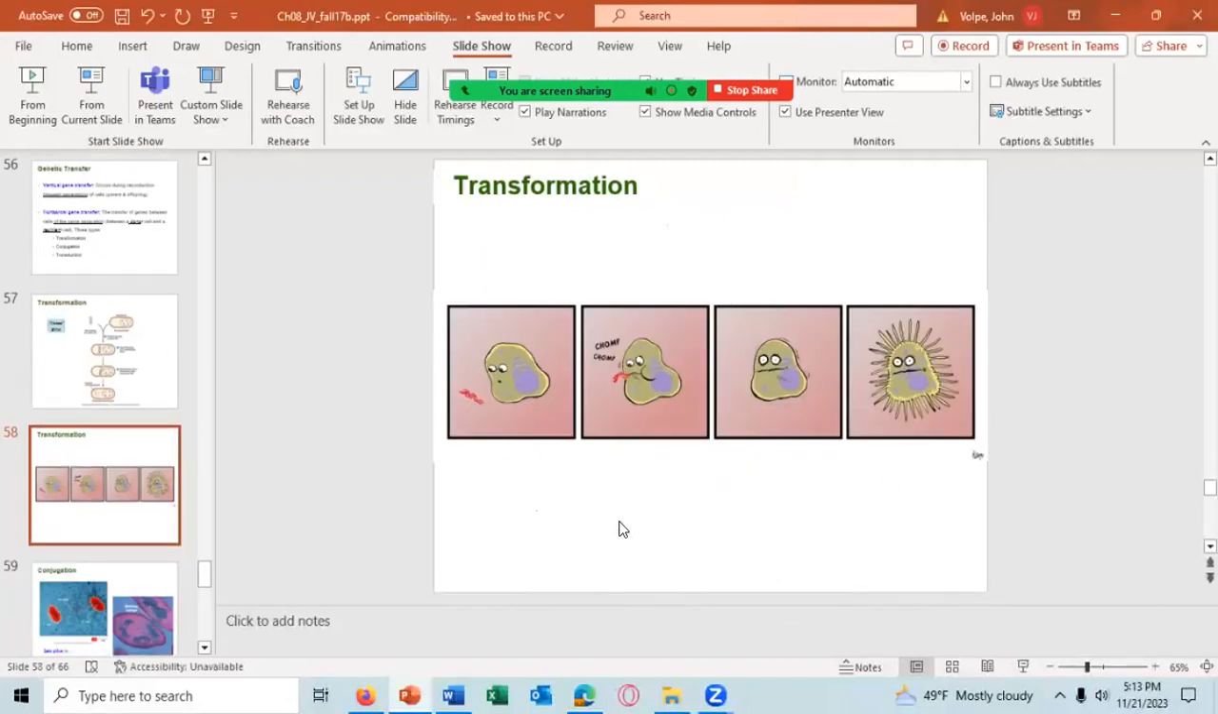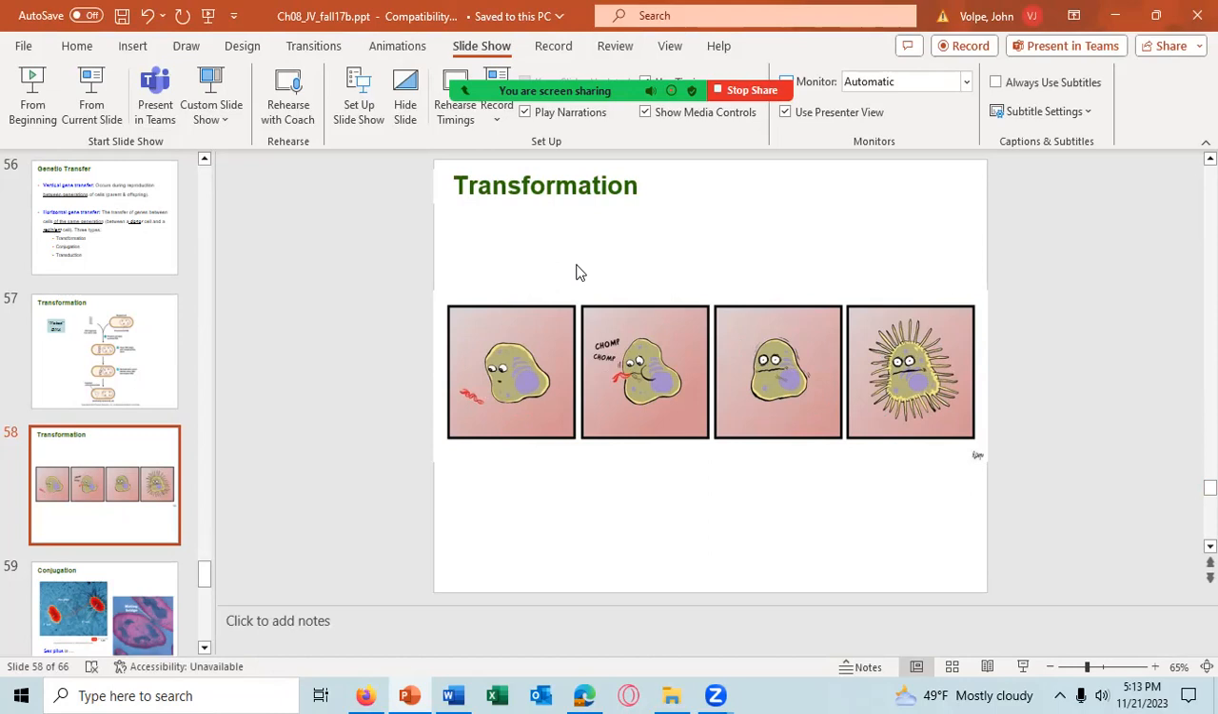So this is showing you that this cell picks up that molecule of DNA or a piece of DNA, engulfs it, gets digestion, indigestion, I guess, and then gets a changed phenotype from a gene or genes on that DNA. And there you can see the changed phenotype. Any question about transformation?